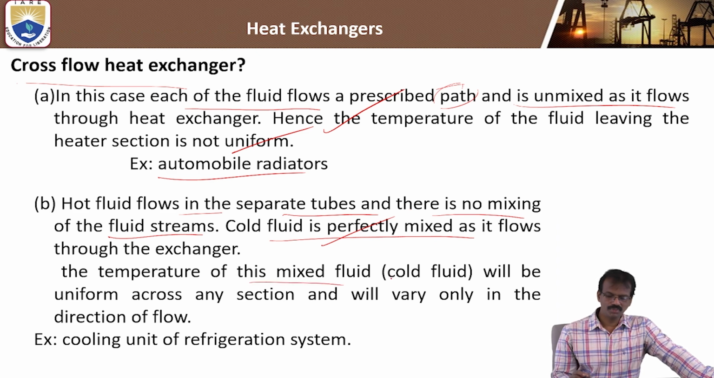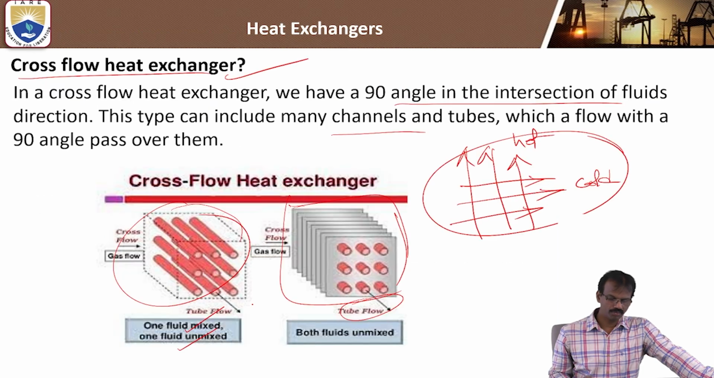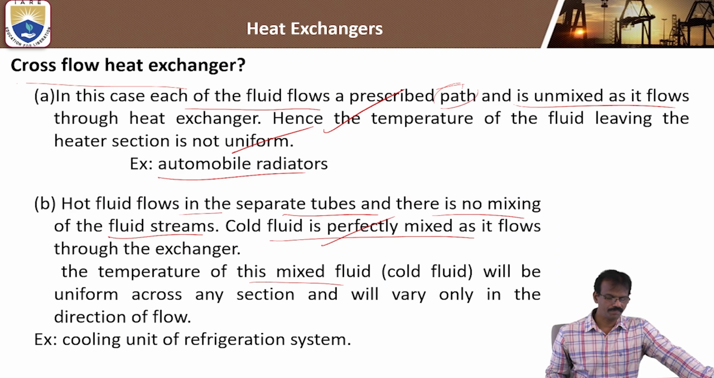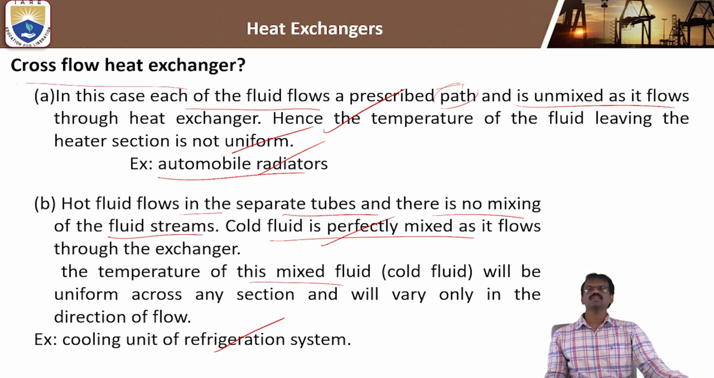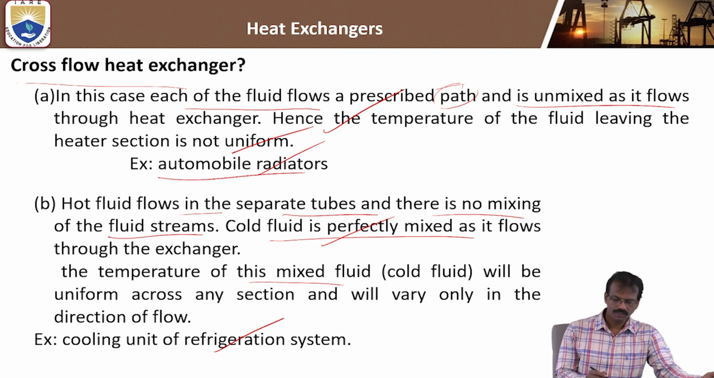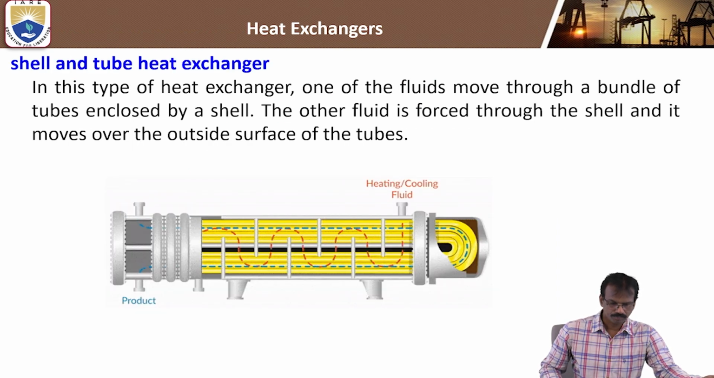The temperature of this mixed fluid, cold fluid, will be uniform across the section. So here the cold fluid is at uniform temperature, hot fluid temperatures are different. Here cold fluid and hot fluid both are at different temperatures, not uniform. So that one is the automobile radiators. This is the cooling unit of refrigeration systems. So one is unmixed, another is mixed. Here both are unmixed. You can see.